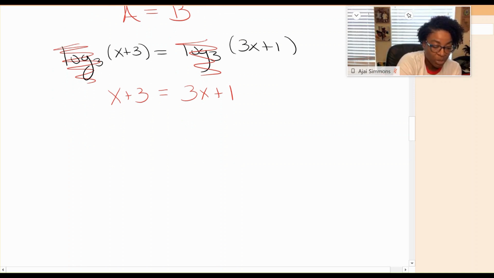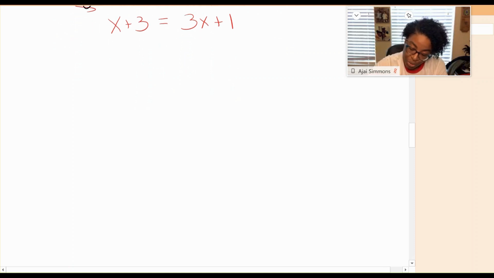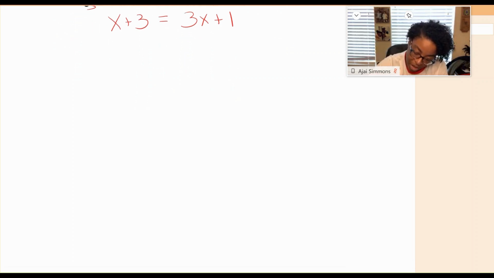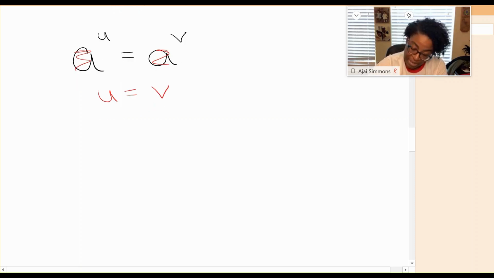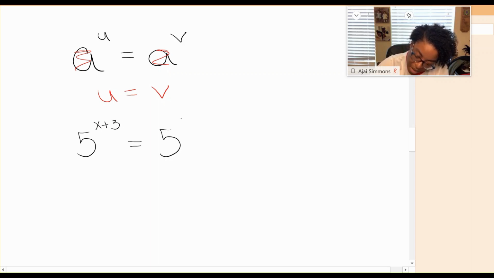So that is one of those rules, and it corresponds to something we talked about in a previous video, bases being the same. If I had a to the u power is equal to a to the v power, if the bases are the same, again, you can ignore the base and just say u is equal to v. Now, an example of that is, let's say we have 5 to the x plus 3 is equal to 5 to the 7x minus 1.